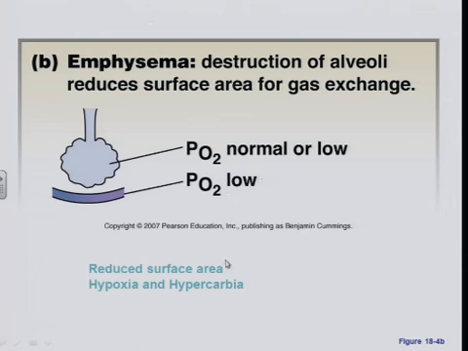So the reduced surface area creates hypoxia and hypercarbia. Hypercarbia means high CO2. Typically, if we have hypoxia, we have hypercarbia. And we're talking about the arterial circulation. So the arterial circulation is low oxygen, but the CO2 is also going to increase because of poor gas diffusion.